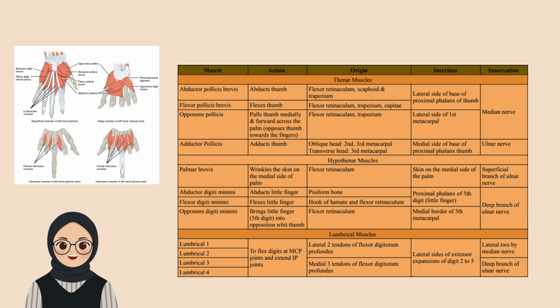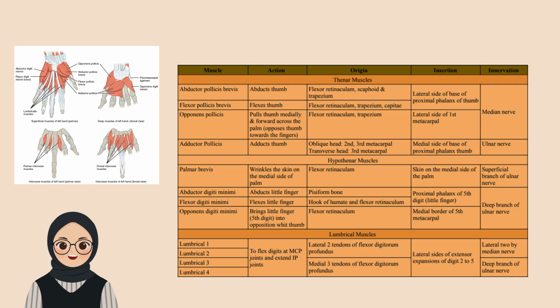And then flexor pollicis brevis. The action is flex thumb, and the origin is flexor retinaculum, trapezium. The insertion is lateral side of base of proximal phalanx of thumb. The innervation is median nerve.